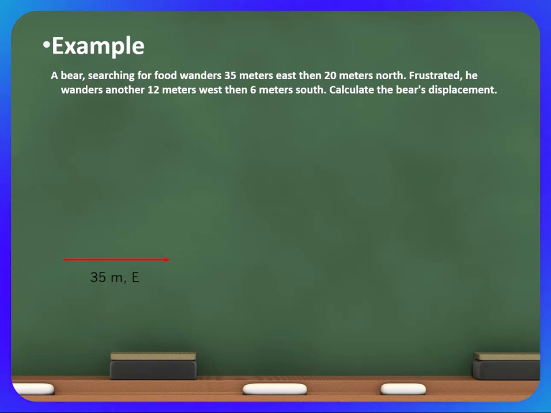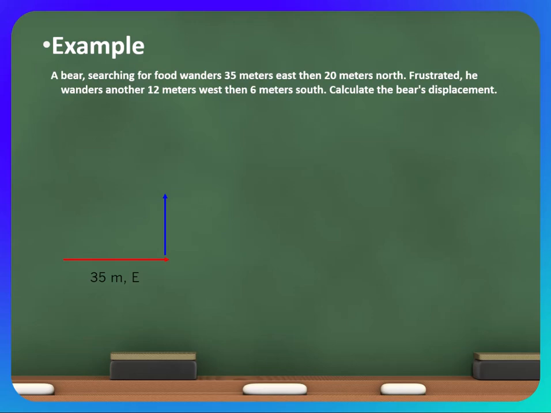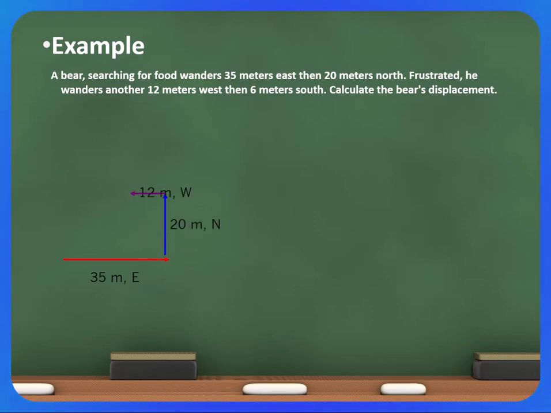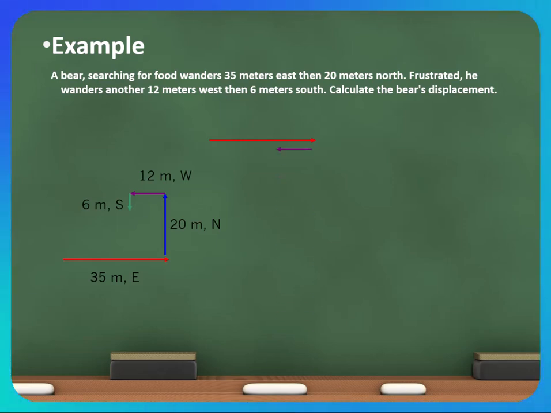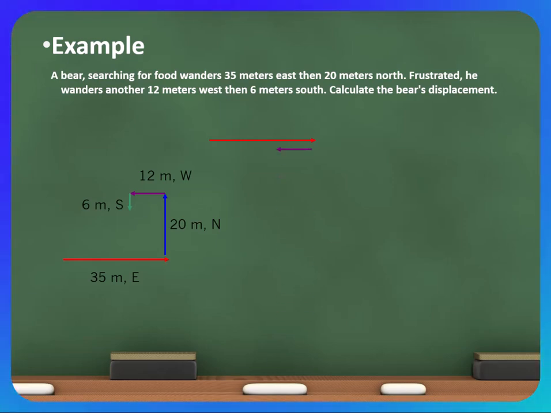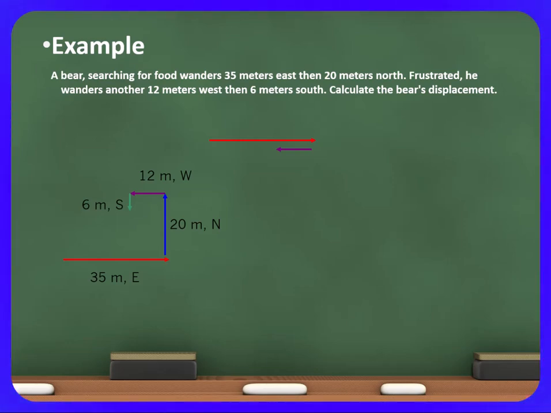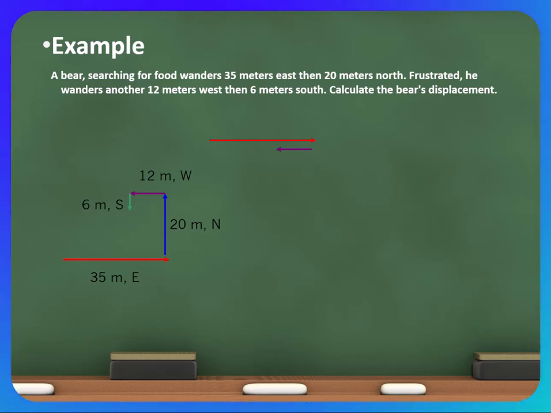All right, so let's draw that. 35 meters east, 20 meters north, 12 meters west, and 6 meters south. All right, look at the purple and the red. We're going to subtract those. They're going in opposite directions.